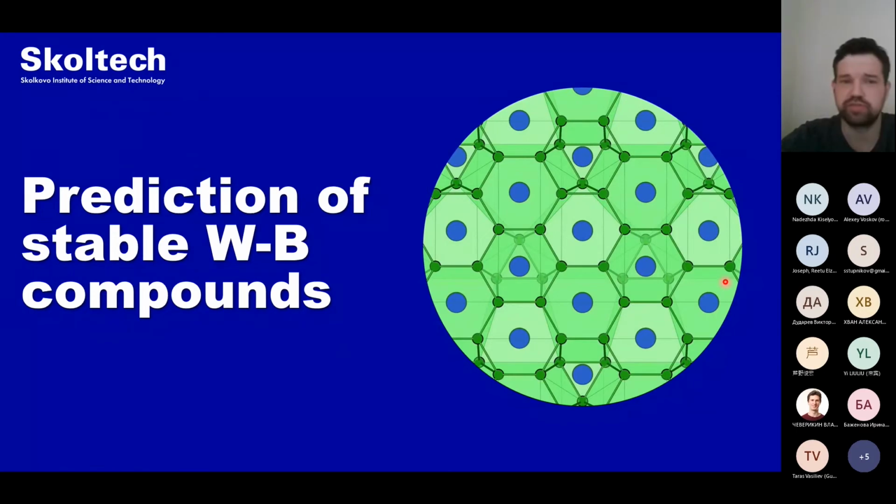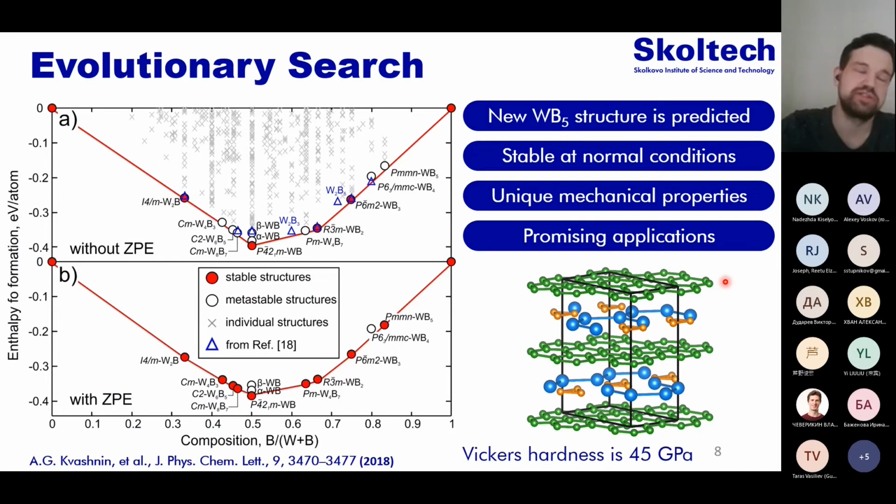We start from the prediction of stable tungsten-boron compounds by using the evolutionary search within the crystal structure prediction evolutionary algorithm USPEX, which allowed us to construct the phase diagram shown here in coordinates of enthalpy of formation and composition, where you can find that we predicted a new compound, WB5, and it is even stable because it lies on the convex hull if we include zero-point energy in our calculations. So our calculation shows that it should be stable at normal conditions.